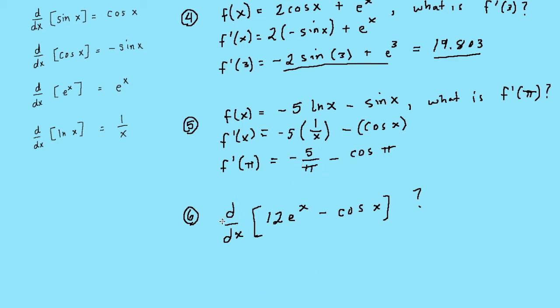Our last question says d over dx, 12 e to the x minus cosine x. And we're just going to take the derivative of each one individually because d over dx says, hey, what's the derivative of these two? So we'll get 12 e to the x, remember e to the x stays the same in this case, minus the derivative of cosine x, which is negative sine x. So our final answer will be 12 e to the x plus sine x.